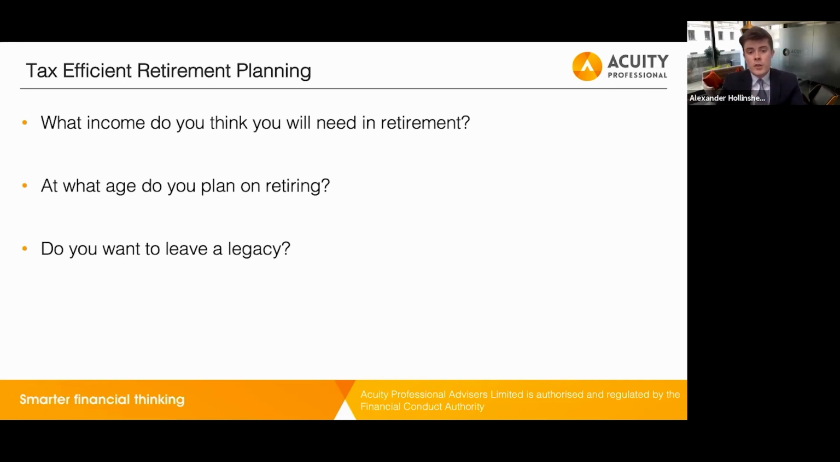So a few questions that we've got here to think about is, what income do you think you're going to need in retirement? Is it going to be the same as it is now? Is it going to be more than it is now? Where do you see yourself? Are you still going to be living in the UK? Are you going to downsize? Are your children still going to be financially dependent? Another one that people don't think about is, what age are they going to retire?